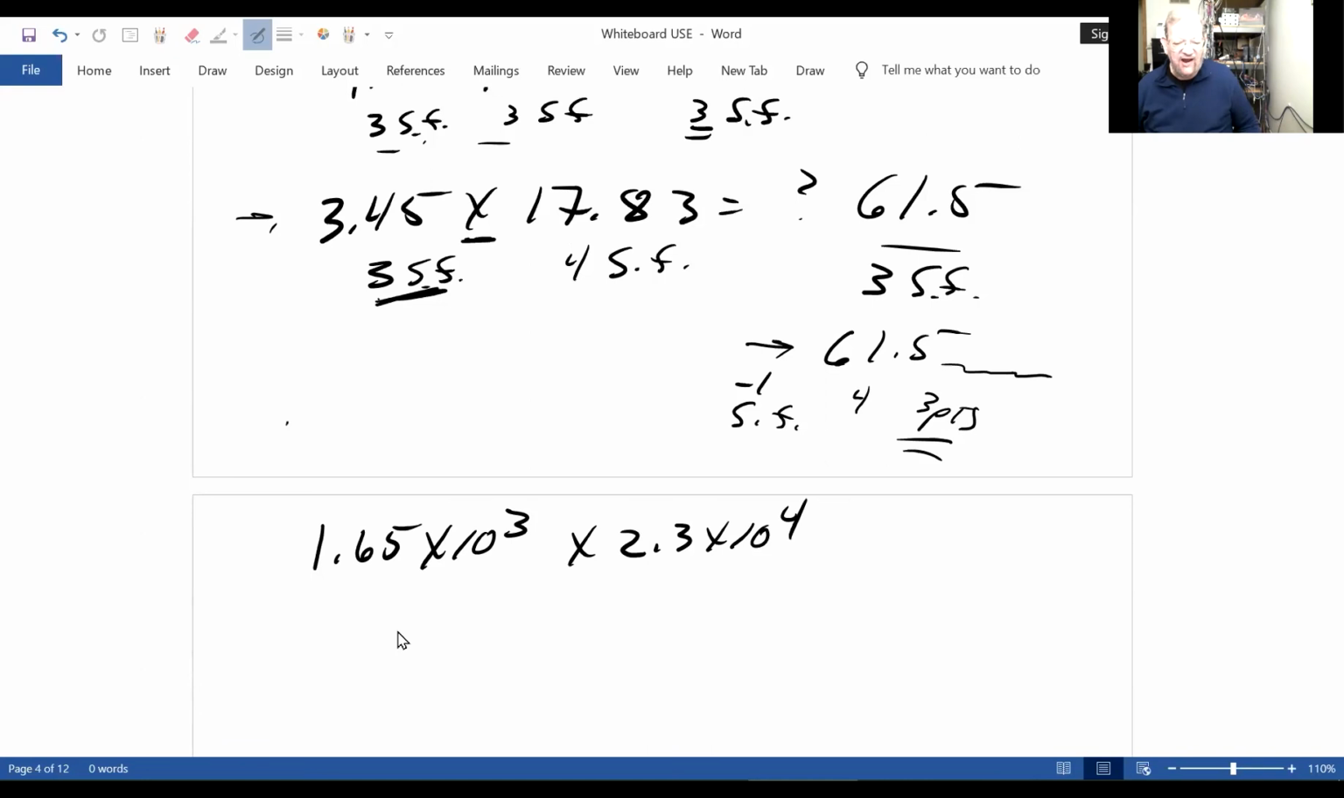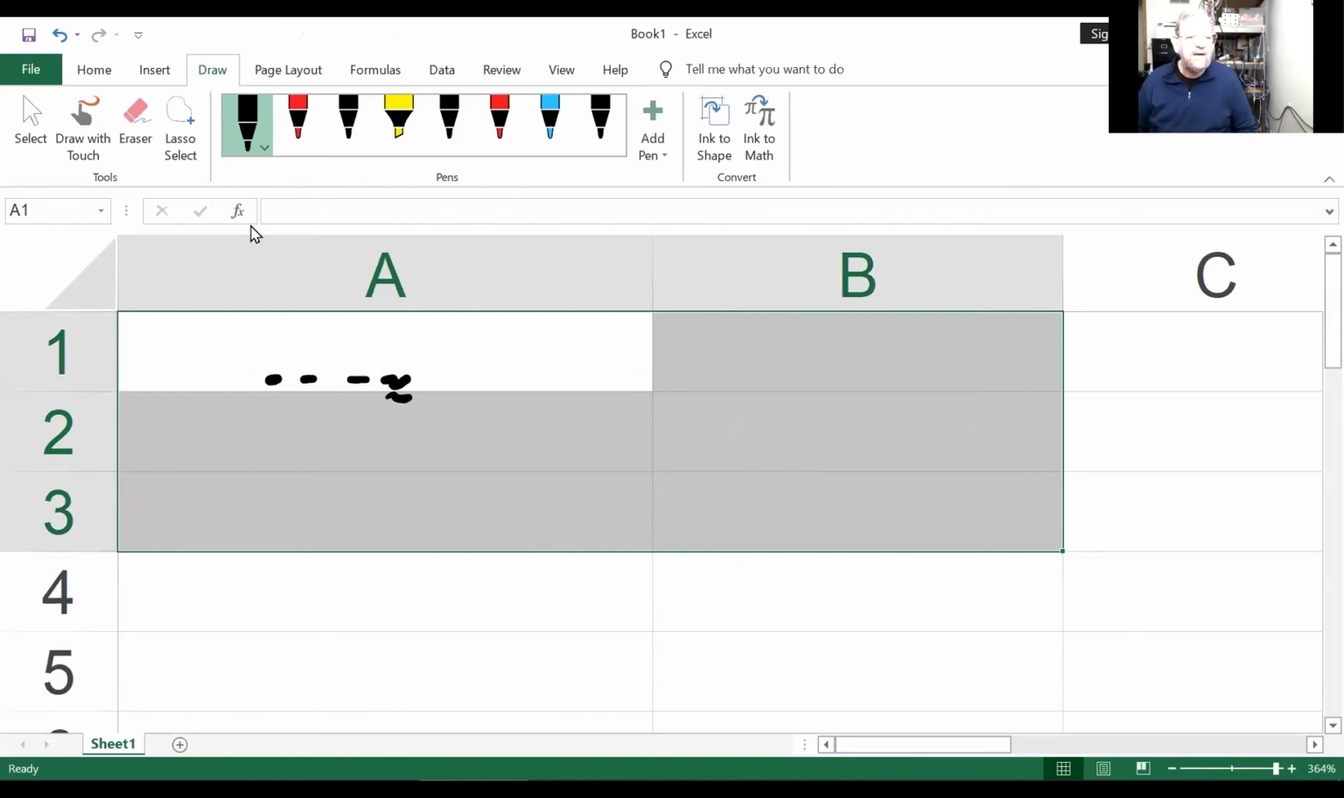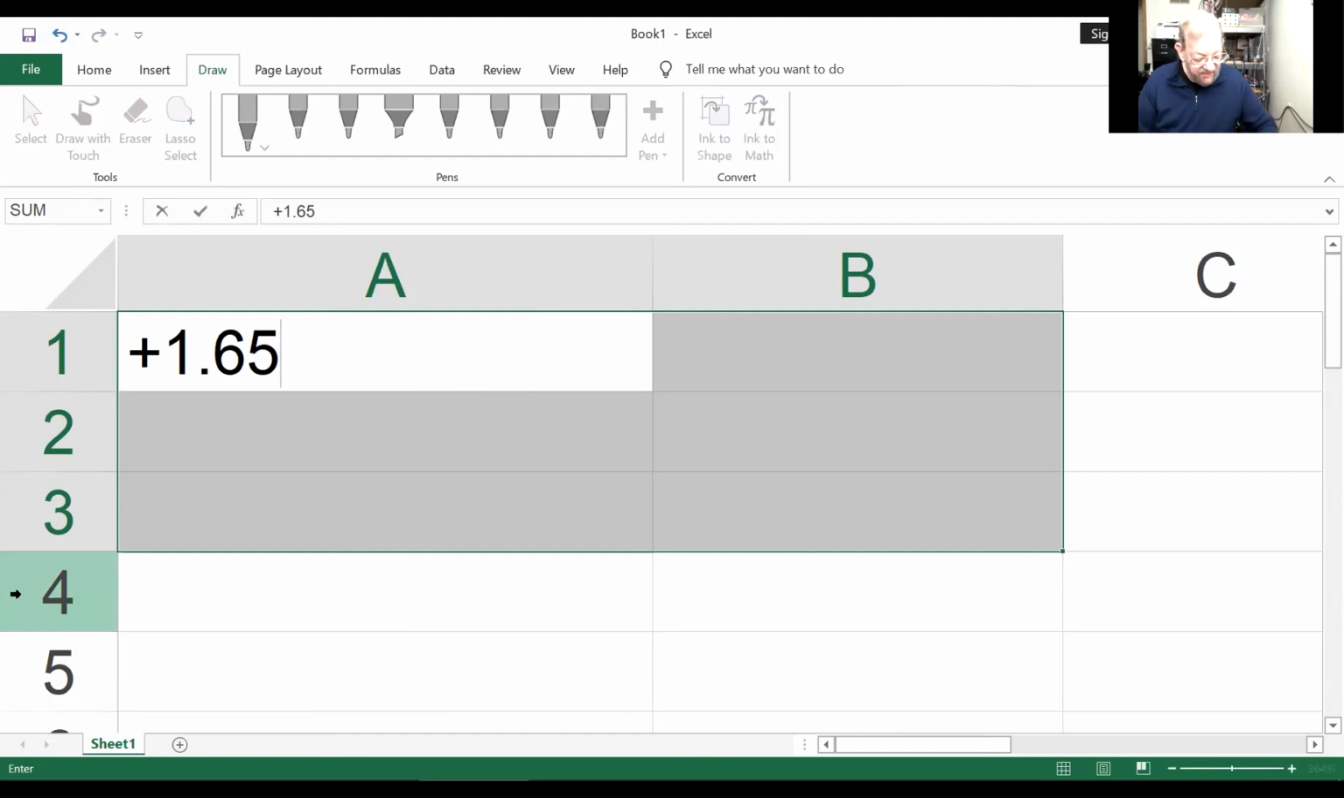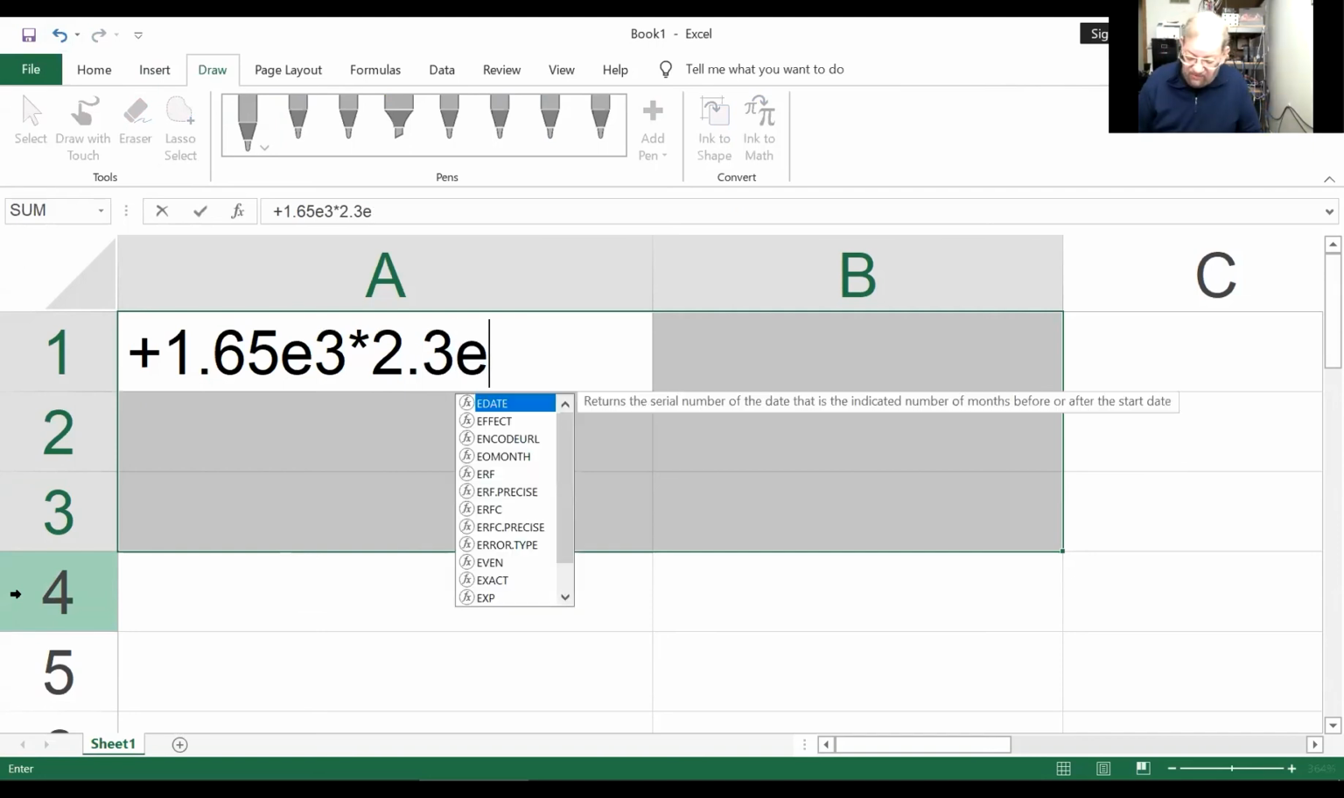Now, when you're doing scientific notation, the powers of 10 have no role in significant figures. And let me show you that. So the question would be, what's the answer of 1.65 times 10 to the third times 2.3 times 10 to the fourth? Now, next week, I'll show you how to do this on the calculator, but today I'm going to do it on my spreadsheet. Now in a spreadsheet, we put in the letter E on your calculator. That's 10 to the third times 2.3 E 10 to the fourth.